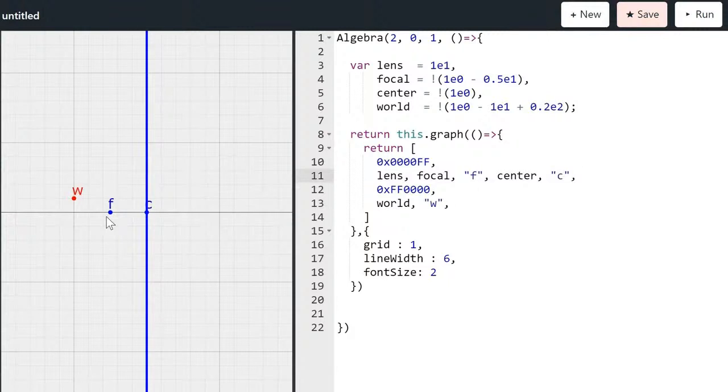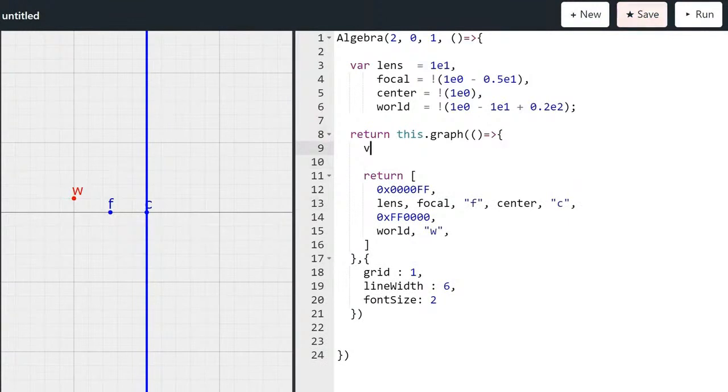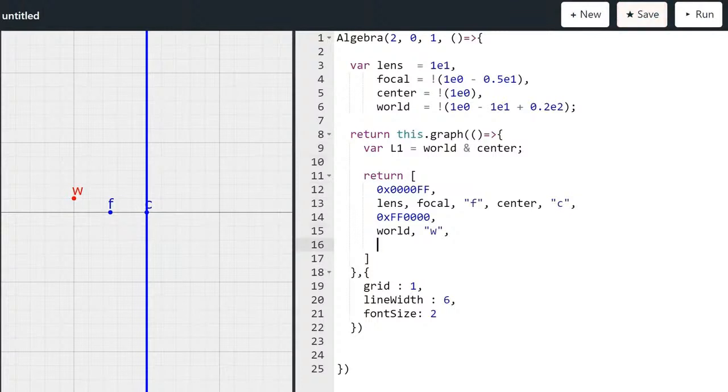Right. So the first thing we need to do this paraxial approximation for the thin lens is we need to construct some rays that emit from this point. And there's a couple of rays where we know exactly how it behaves. So the easiest one is this one. If you go through the center of a thin lens, then nothing happens. You basically just continue straight ahead. So we're going to create that line. Let's call it L1. By simply using the join product, the regressive product, and by simply saying this is the world point joined to the center. So let's render that, see what we get.